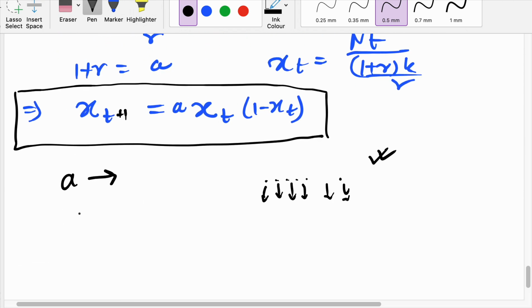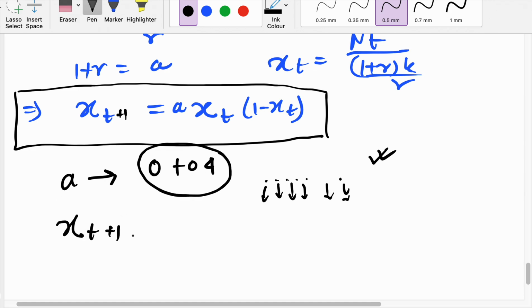A has to be in between 0 to 4. So in between 0 to 4, you will always find that xt plus 1 remains between 0 to 1. So that is for theory. For practical use, I could not understand this.